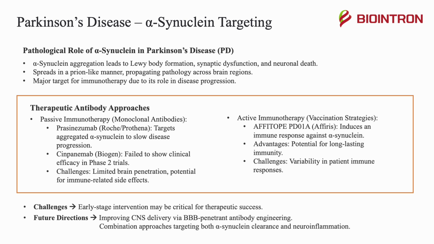Therapeutic antibody approaches include passive or active immunotherapy. Passive immunotherapy with monoclonal antibodies, such as prasinezumab, targets aggregated alpha-synuclein to slow disease progression. Other examples include cinpanemab, which unfortunately failed to show clinical efficacy in phase 2 trials. Challenges for these monoclonal antibodies include limited brain penetration and potential for immune-related side effects.